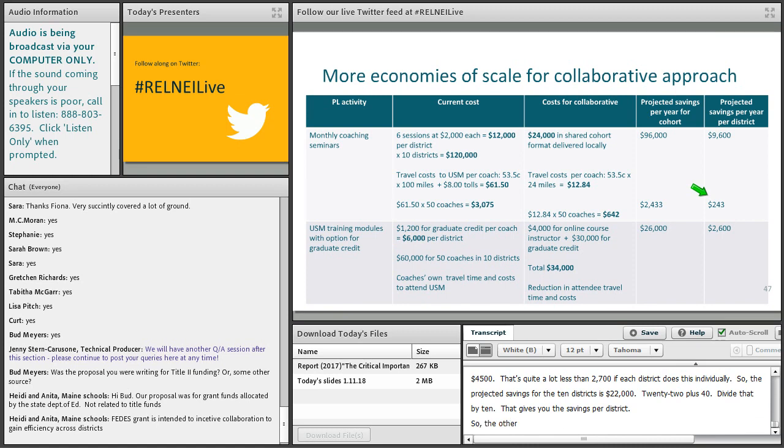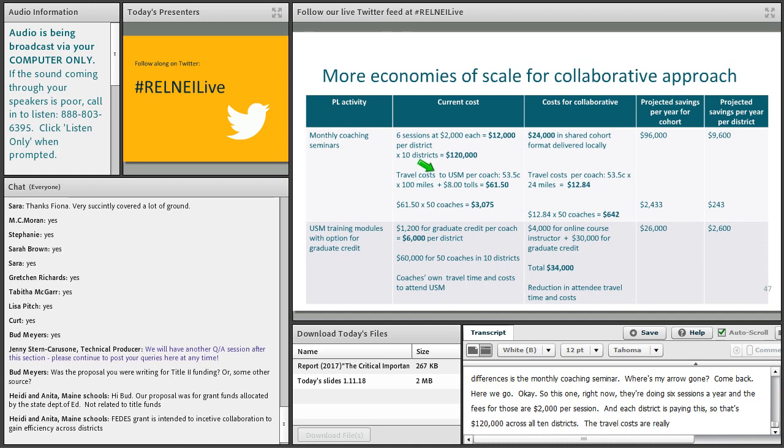So the other one I was just going to mention, because it shows the travel cost differences, is the monthly coaching seminars. Where's my arrow gone? Come back, here we go. Okay, so this one. Right now, they're doing 6 sessions a year, and the fees for those are $2,000 per session, and each district is paying this, so that's $120,000 across all 10 districts.